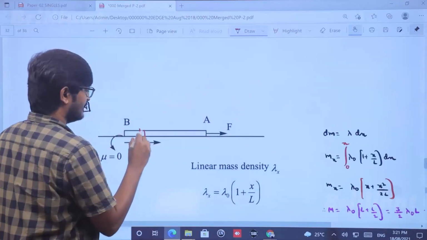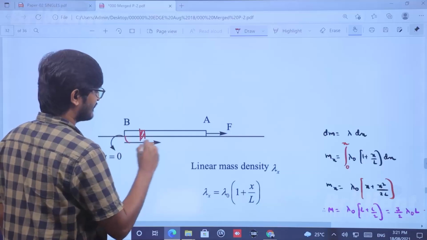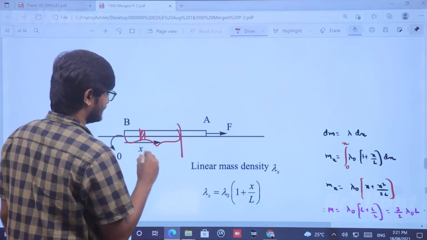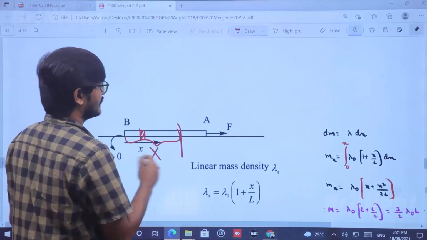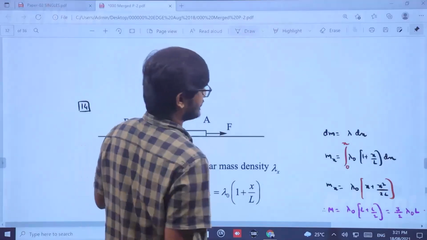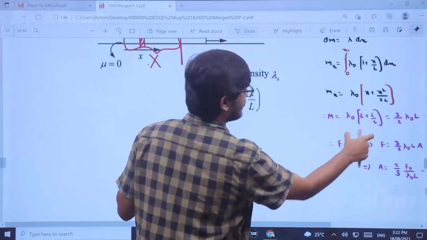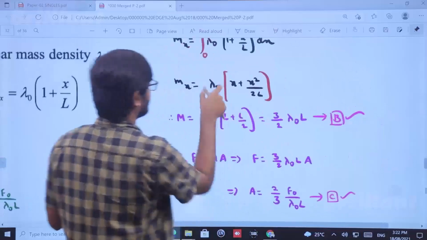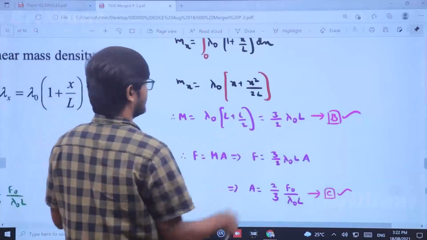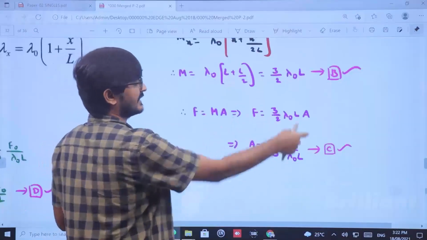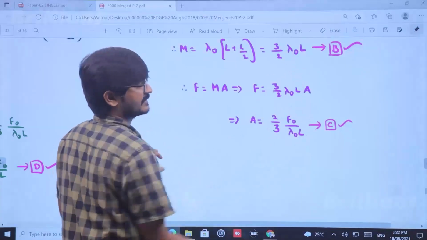I have taken this element, I have found this mass, thereafter I integrated from here to here, where this is x. Now if x equal to capital L, then that will be my total mass. Now if I know the total mass, F equal to ma, I will be getting the acceleration. Right, till here it must be okay.